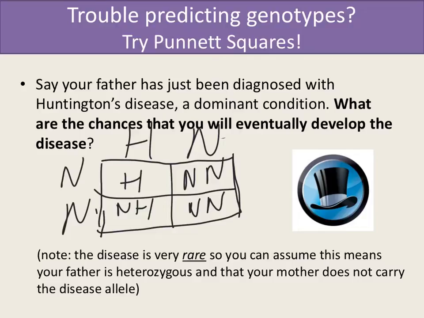But you really don't know unless, of course, you sequence the person. And then if it comes out that you have it, then you have to live with that until you start falling apart.